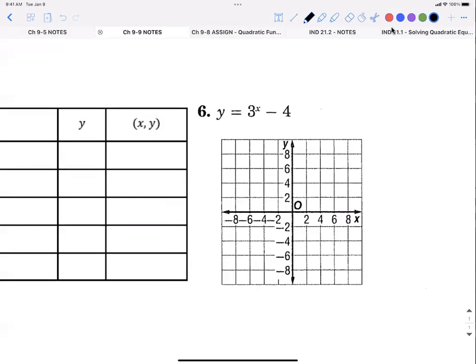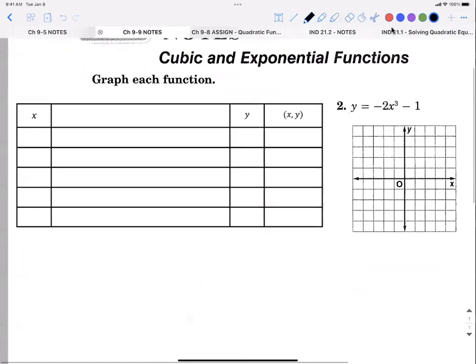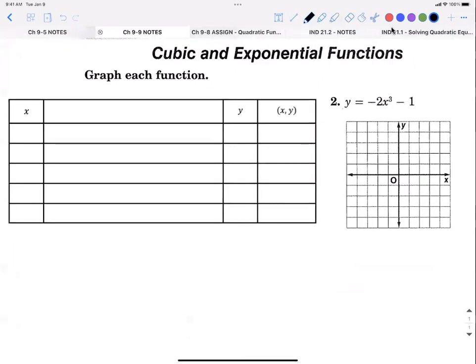Okay. So we have quadratic functions that have a 2 in the exponent spot. We have cubic functions that have a 3 in the exponent. And then we have exponential functions that have an x in the exponent. Okay, those are the 3 we're going to deal with this week. So let's look at our example for the cubic one. For the cubic one, we're still going to use the same x's as yesterday. So -2, -1, 0, 1, and 2.